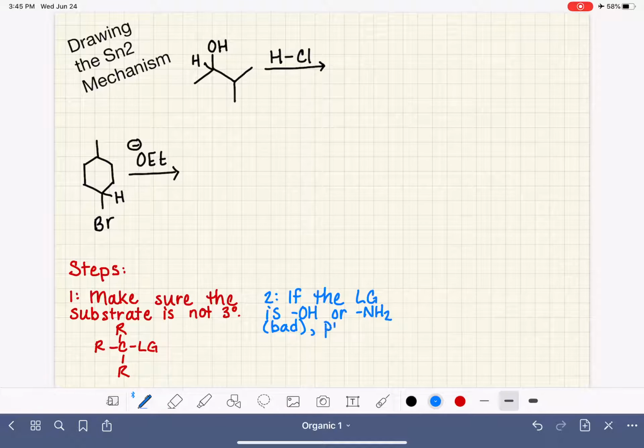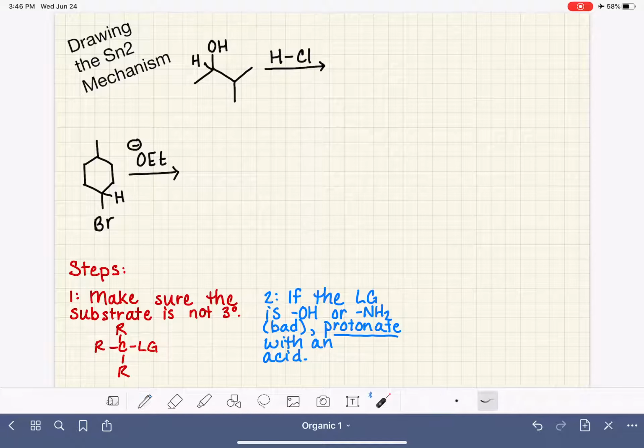And to do that, we are going to protonate, that's a big word, protonate with an acid. What does protonate mean? That just simply means that we are going to add H+. Remember, proton is our abbreviation for the H+ ion. So to protonate something means you're just going to be adding H+ to it with an acid. So let's actually do that step.